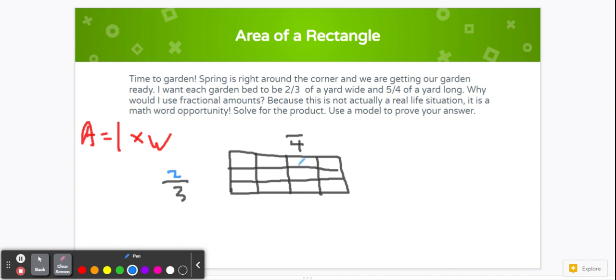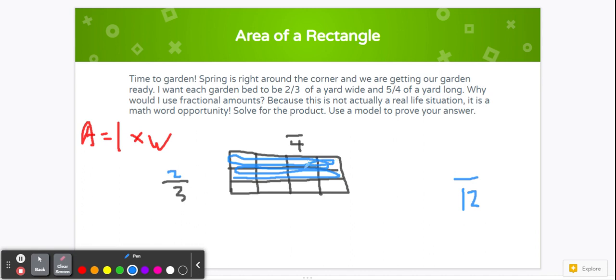So there's 12 pieces here total. That means that's going to be my denominator. And that's how many parts of a whole. If I had 12 out of 12, that would be one whole, right? So I know that 12 is going to be my denominator here in this multiplication problem. Let's shade in 2 out of 3, 2/3. That would be this portion right here.